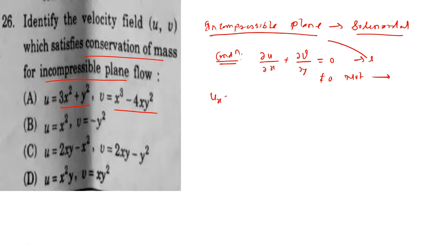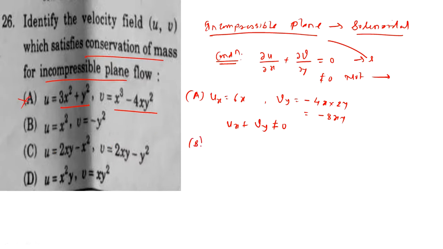So what is ux? ux is nothing but 6x, and what is vy? vy is nothing but minus 4 into xy square, so minus 4x into 2y, which is minus 8xy. So for the first option A, ux plus vy is not equal to 0 for all x and y. This is 0 only if x and y are 0. So this is not the case, and this option can be eliminated.